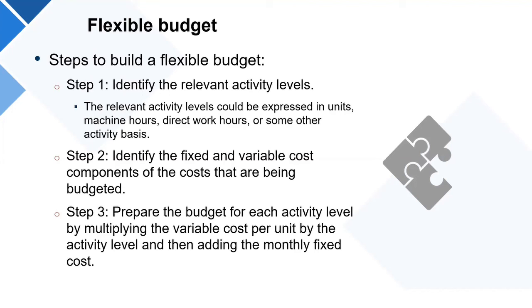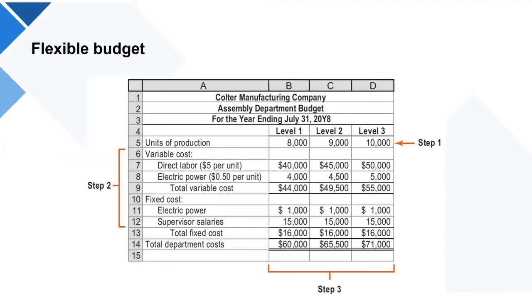And last, just prepare the budget, multiplying the unit cost by variable cost and generating the total sales or cost budget. And this is the example. First, you have the activity level, that is the units of production. Then you have the variable cost multiplied by the units of production, that is 8,000 times 5 will give you 40,000, and then times 0.5 will give you 4,000.